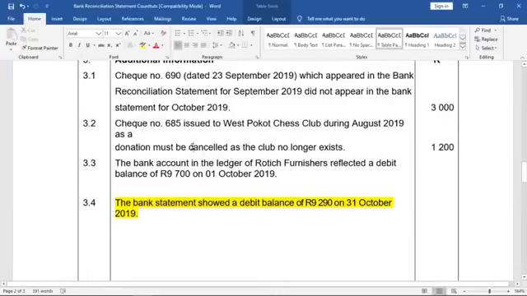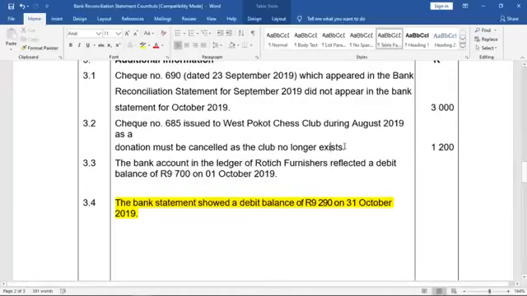But remember, when we gave it in as a donation, where did we record it? We recorded it in our books that we gave out a check for 1,200. Only if it was cashed in, it should have appeared in the bank statement. But since we are told it must be cancelled, that means it was not cashed in. So we don't have to touch the bank reconciliation statement.